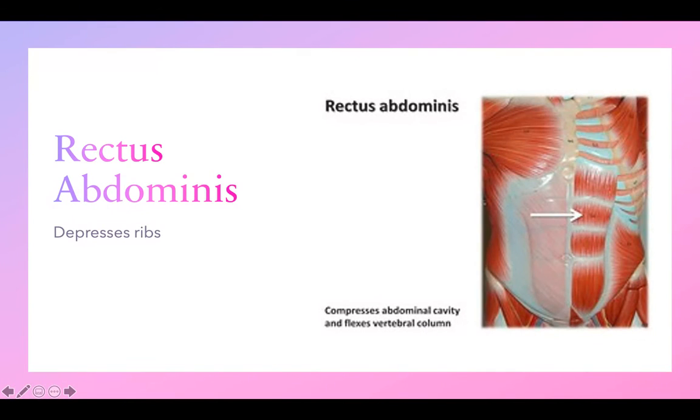Next is the rectus abdominis, which depresses the rib, compresses the abdominal cavity, and flexes the vertebral column. The picture to the right shows exactly where the muscle is located as well.